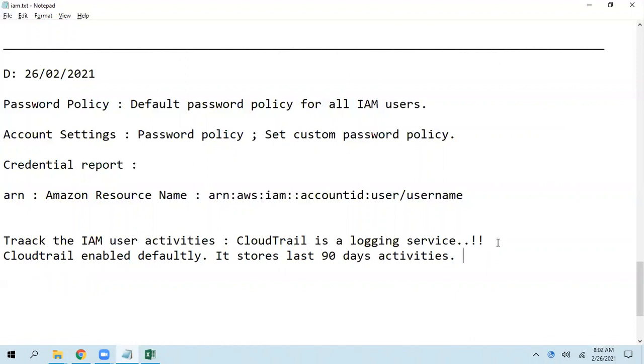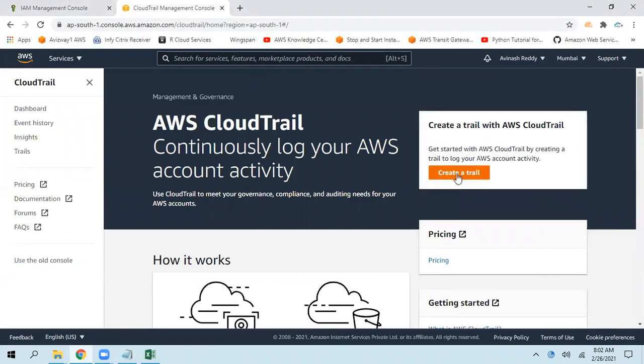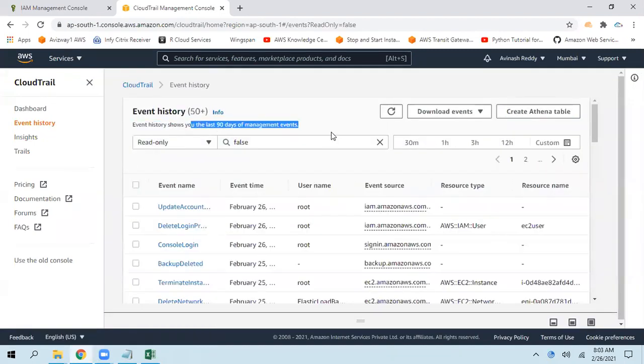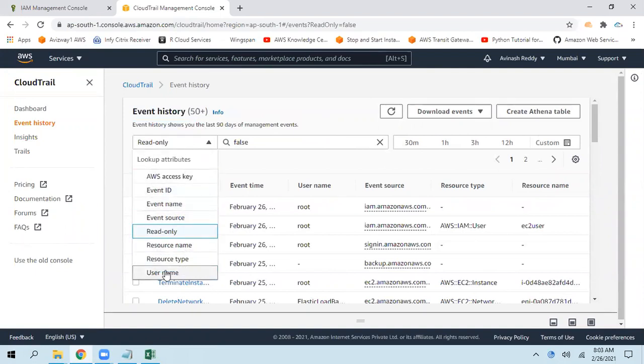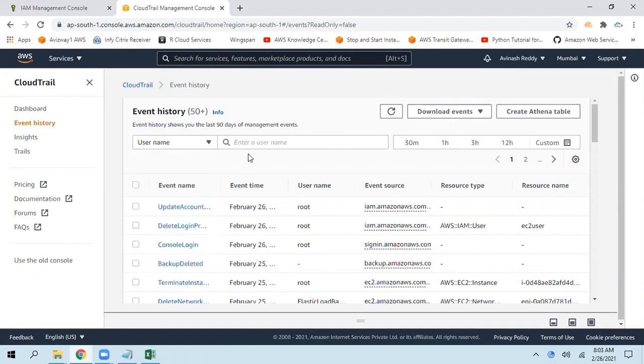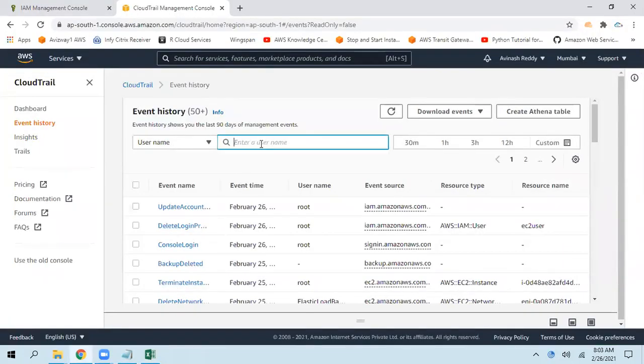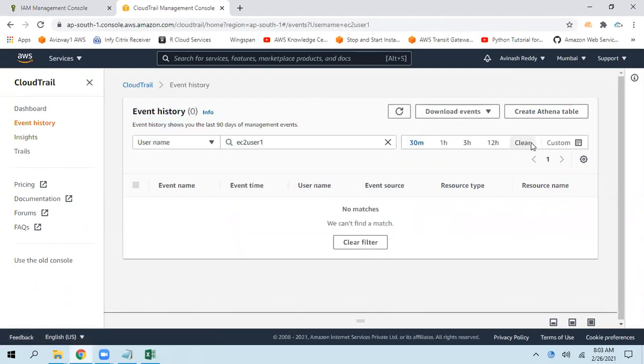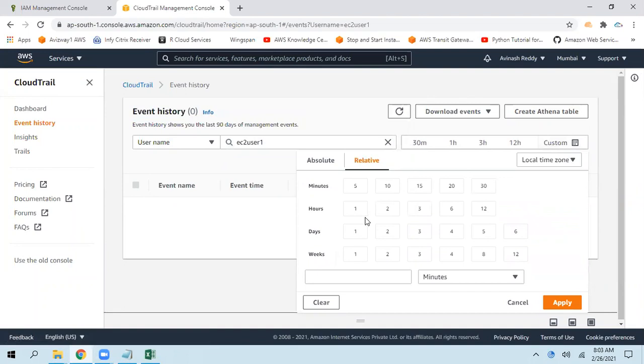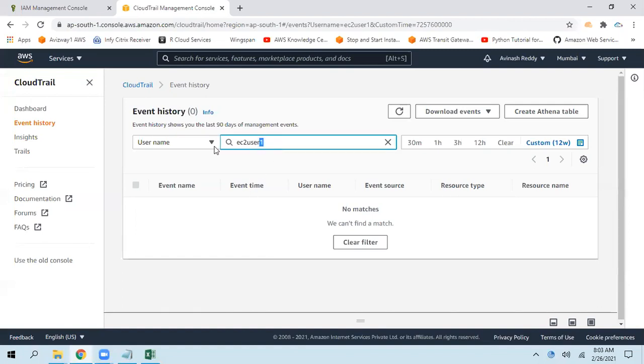If you want to store for unlimited days, yes, we can create a trail and store all the data in an S3 bucket. But now go to Event history. It shows the last 90 days of activity. Choose for what username you want to filter, so pick the last option. Okay, I want to track all the activity of EC2 user 1. You can track the last 30 minutes, last 12 hours, up to the maximum of the last 12 months of activity. Then apply, and it shows everything, including the exact username.